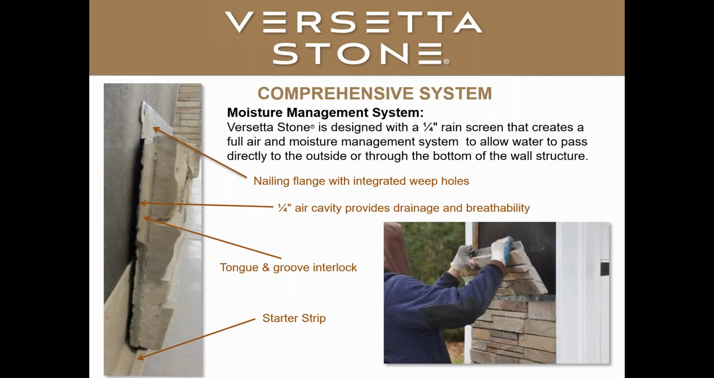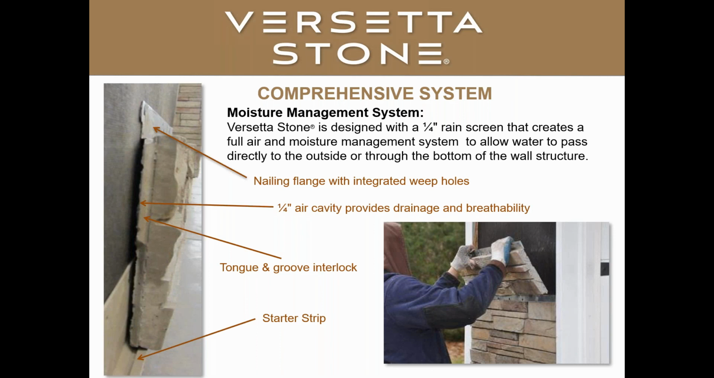So we have a moisture management system built into the product. There is a 1/4 inch of rain screen or a little over 6 millimeters of rain screen behind the product. So as you look at the picture, you see the nailing flange with the weep holes. Those weep holes open up into that open space behind the stone. The flange gets screwed to the wall. It touches the wall, but the stone does not. It leaves that air space for airflow and for moisture to get out. The cavity provides drainage and breathability.